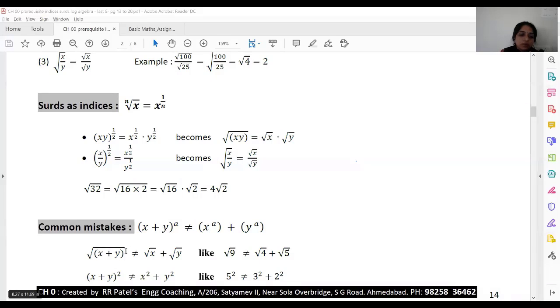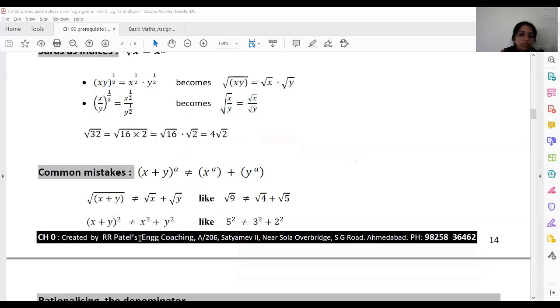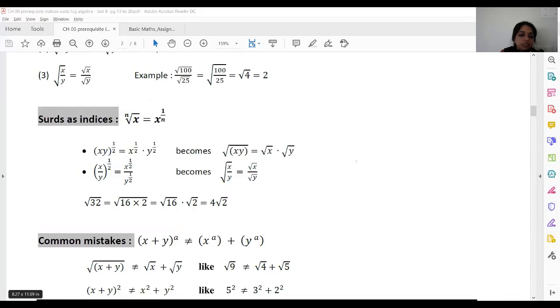So the square root of x plus y is not equal to the square root of x plus the square root of y. We can say the square root of 9 is not equal to the square root of 4 plus root 5. Similarly, x plus y the whole square is not equal to x square plus y square. We can say 5 square is not equal to 3 square plus 2 square.